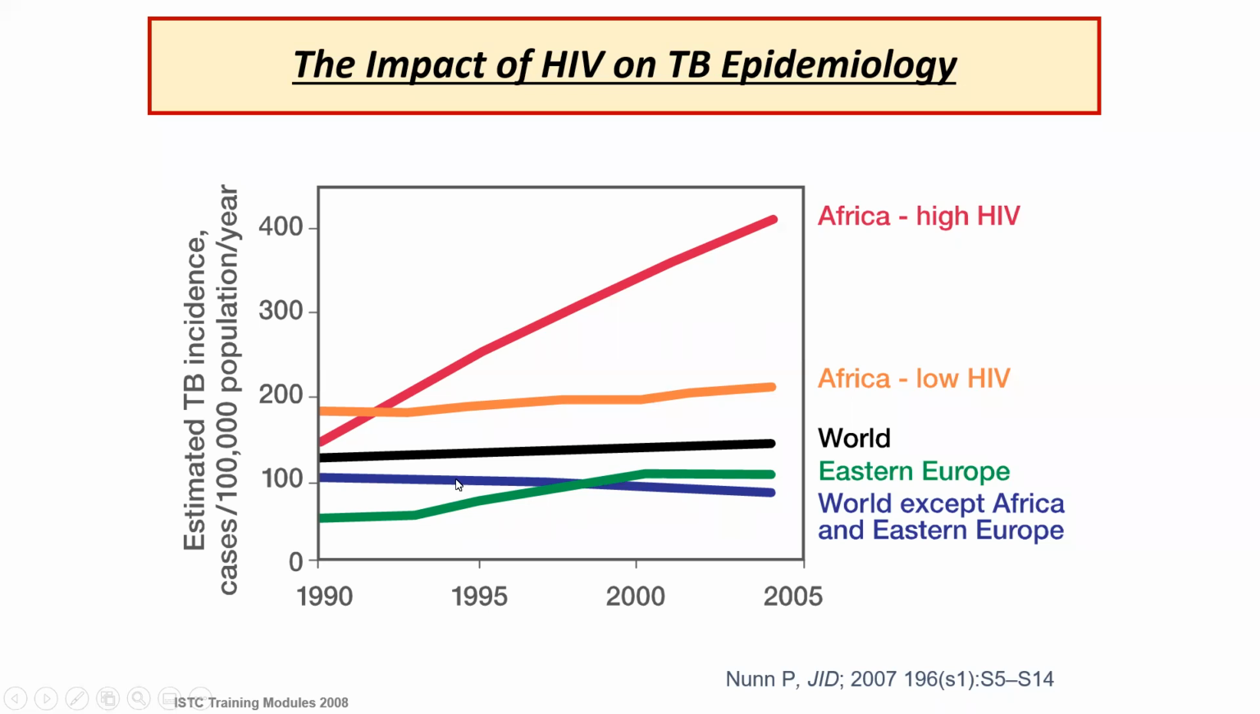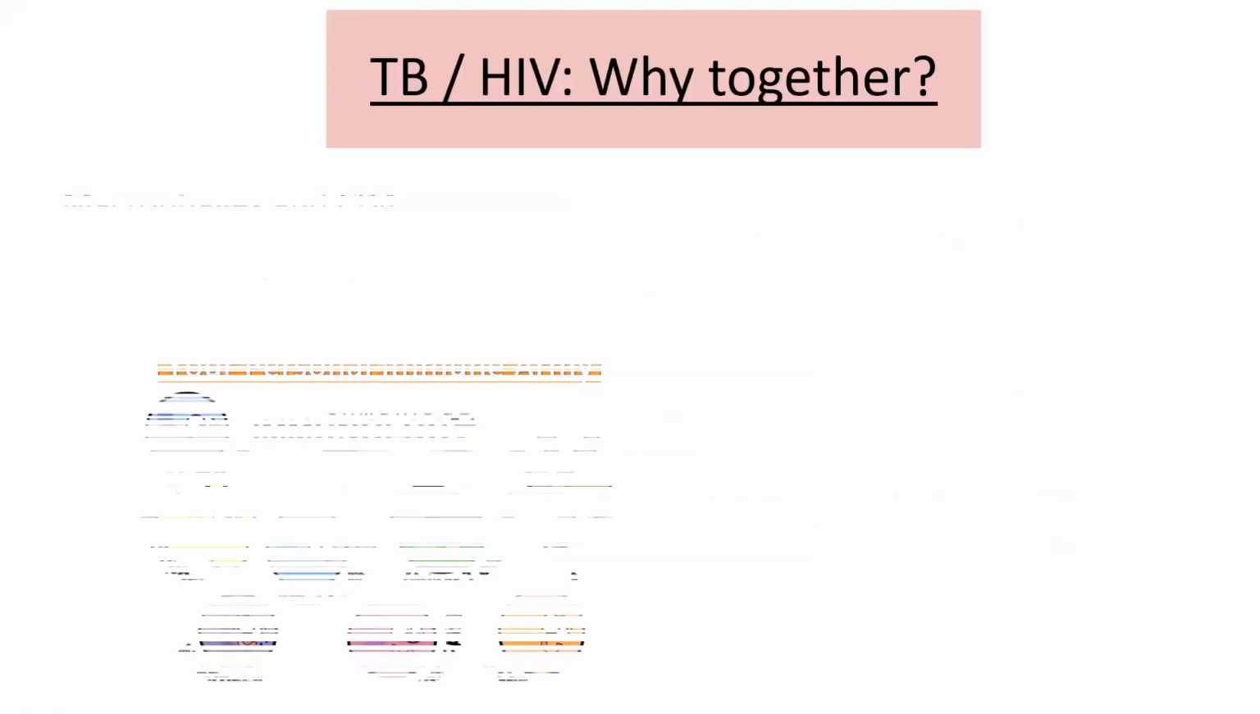all other countries except Africa, it's been slightly going down. So it shows the impact of HIV in Africa, that we're having a bit of a problem. The TB incidence in Africa has been going up.